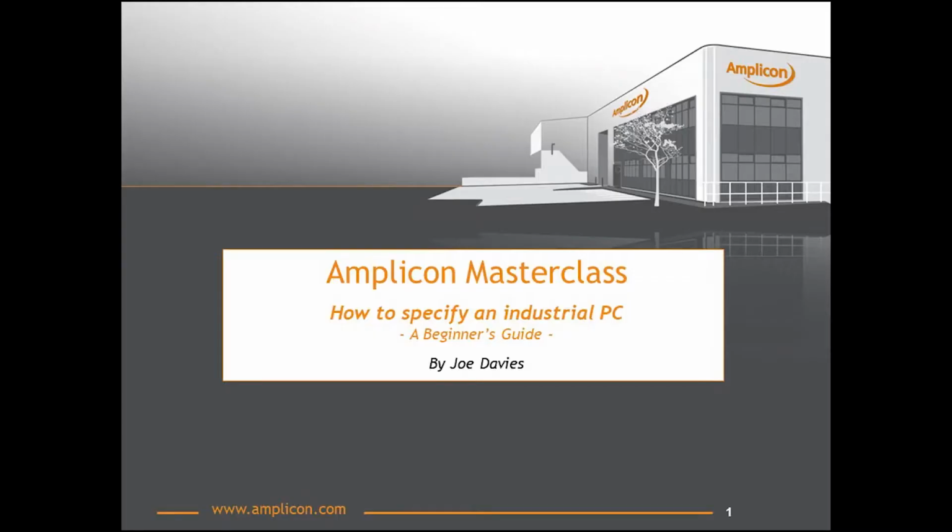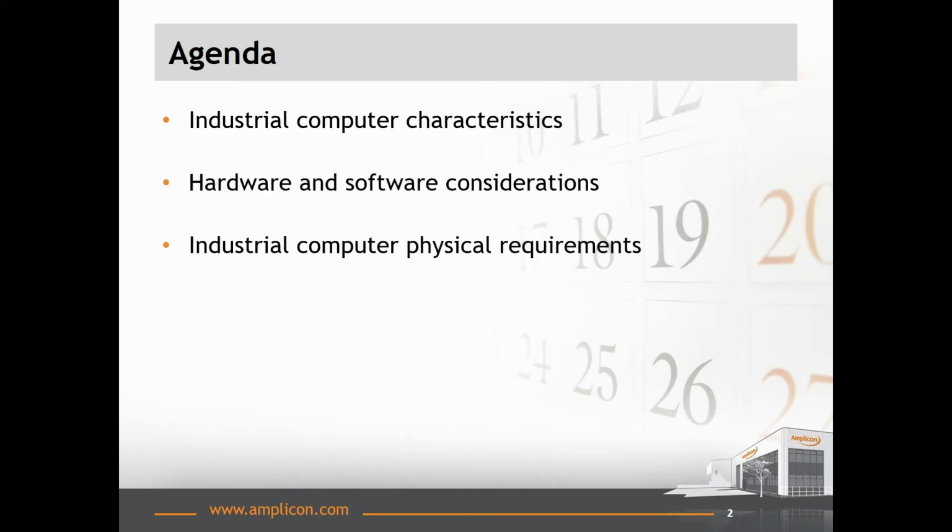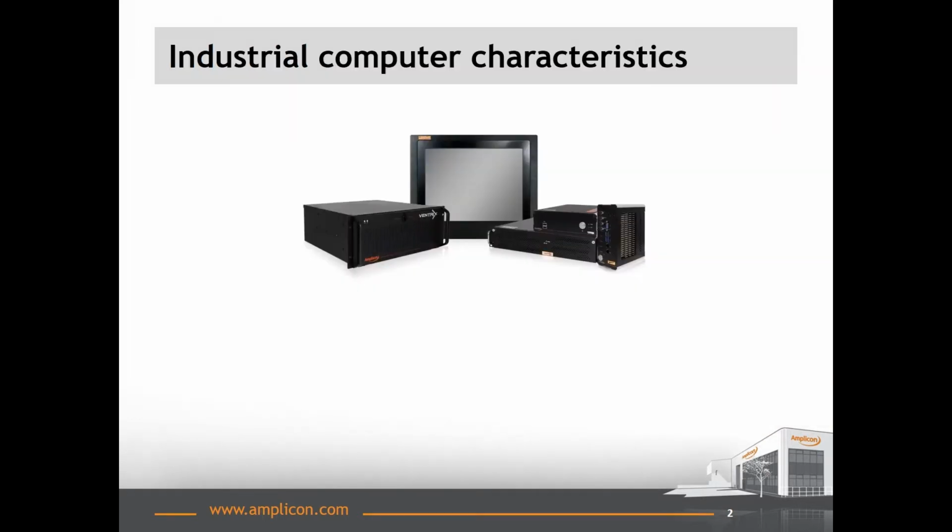In this video, I will guide you through all the aspects that you should be considering when specifying an industrial computer. Let's get started. Key points that I'll be covering include a brief overview of an industrial computer, software and hardware considerations when choosing an IPC, and the specific hardware requirements based on the environmental conditions. Industrial computers are robust systems designed to meet demanding environmental requirements, delivering maximum reliability and high performance.